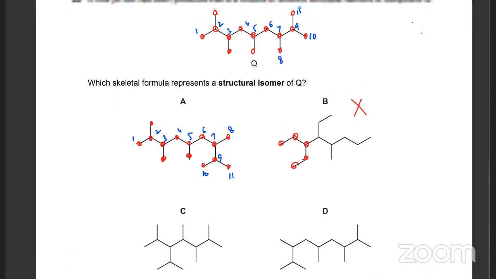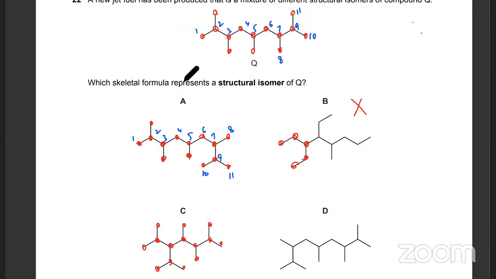What about C? It's C then. It has 14. Wait a second, D is also the same. Yes, then C and D have 1, 2, 3, 4, 5, 6, 7, 8, 9, 10, 11, 12, 13, and 14. Same carbon atoms, but I do believe that this is arranged differently, right?